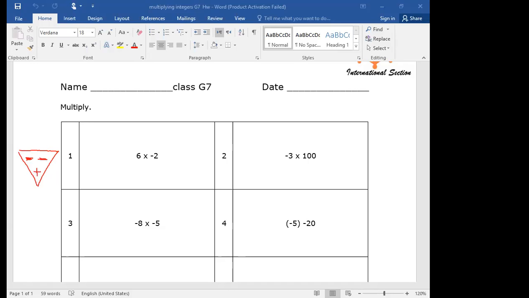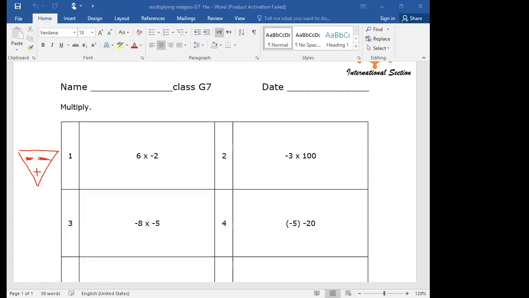Which means, if I hide his eyes, negative and negative, the answer will be positive. If I hide this side from Mr. Multi-Division, then the answer will be negative. Which means if I have the same sign, then the answer will be positive. If we have different signs, the answer will be negative. And this rule works with multiplication and division.